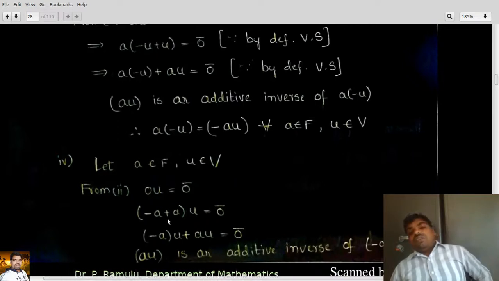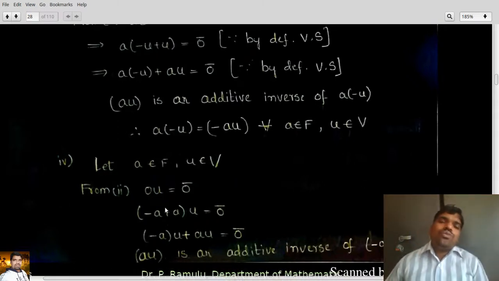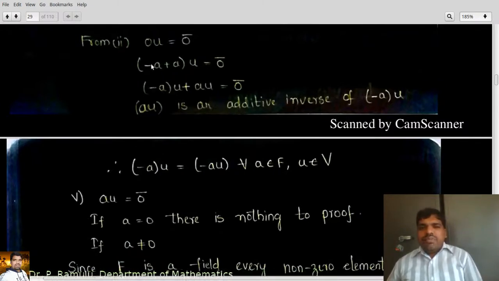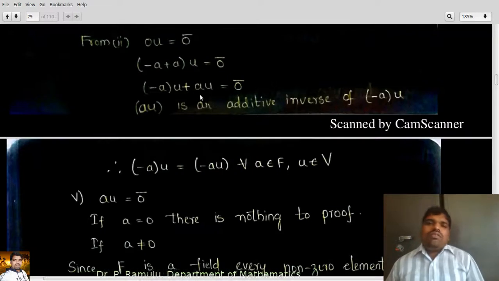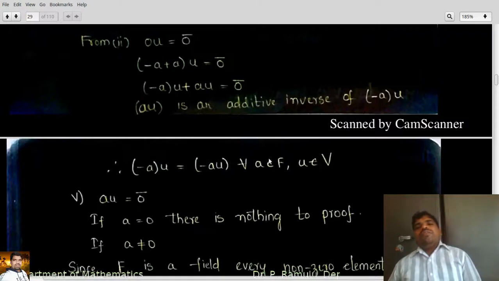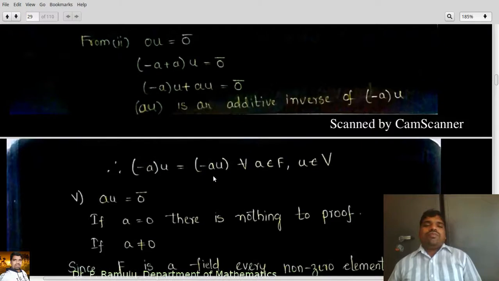Minus a plus a into u: already we know the condition c plus d into u. I am applying that condition, c plus d into u equals c u plus d u, that is minus a into u plus a into u, which equals 0 bar. Therefore a u is an additive inverse of minus a u. So minus a u is equal to minus a u for all a belongs to F and u belongs to V. I proved that.